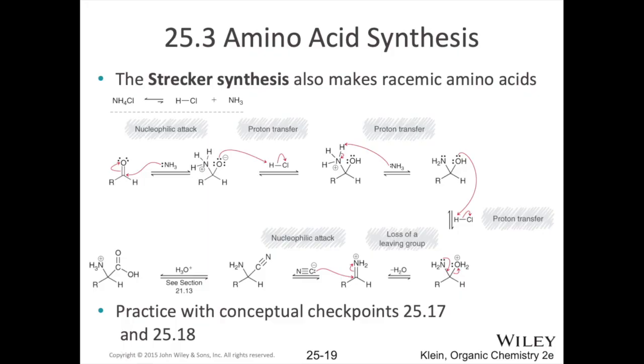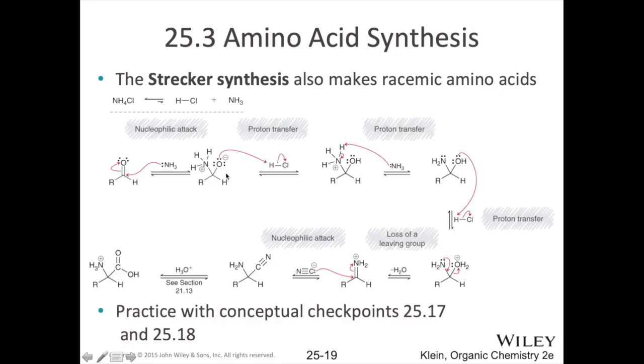Okay. Another method is the Strecker synthesis. So basically, you start off with an aldehyde reacted with ammonia, and you can get that ammonia by having ammonium chloride present, which can decompose into HCl and ammonia right there.